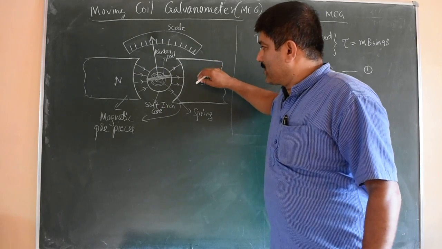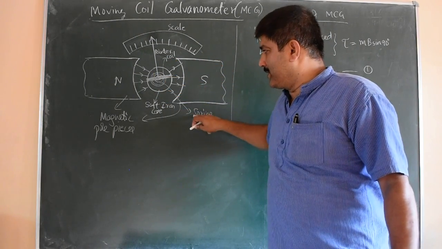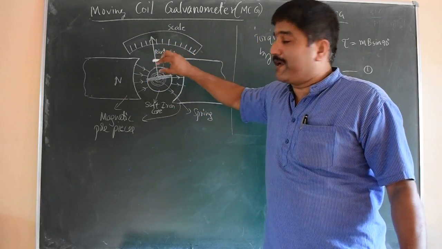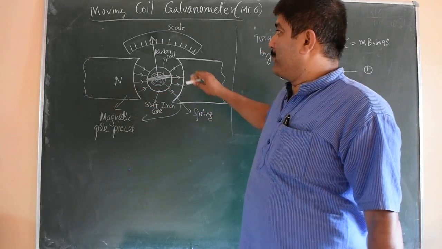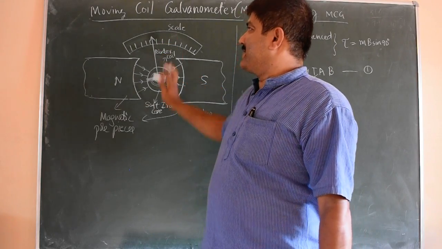This portion is the coil actually. This is the coil I have shown here, and this is a spiral shaped spring, and this is not circular, it is a cylindrical soft iron core. N and S are the magnetic pole pieces. This is the pointer which indicates the reading, and there is a scale.